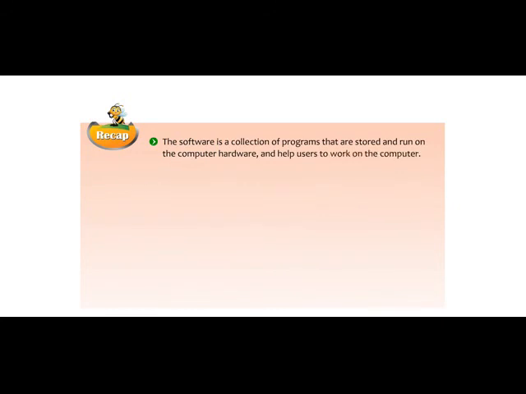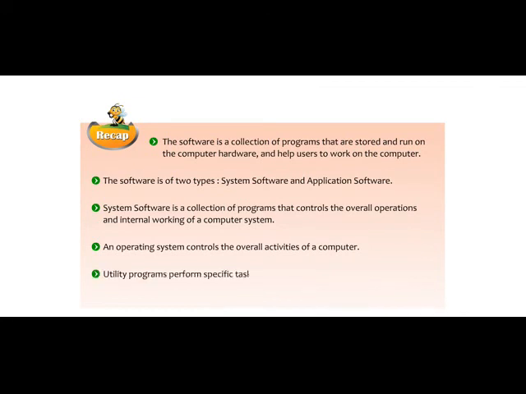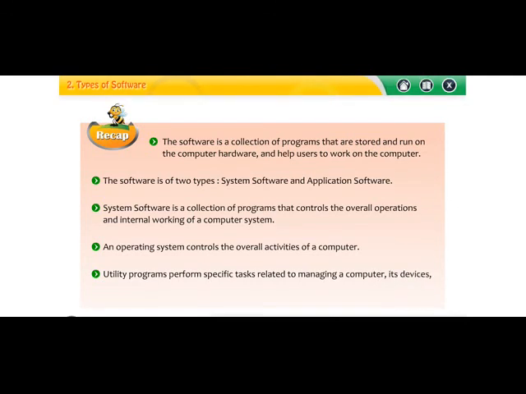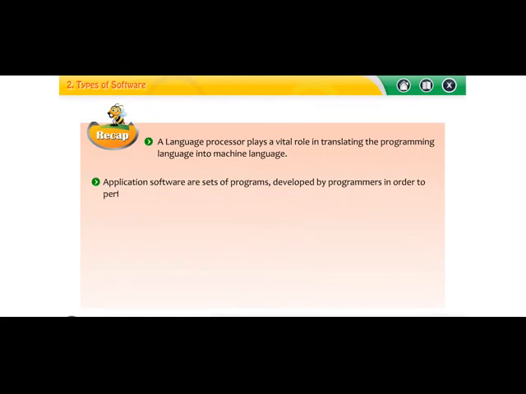Okay students, let us take a recap of this chapter. The software is a collection of programs that are stored and run on the computer hardware and help users to work on the computer. The software is of two types: system software and application software. System software is a collection of programs that control the overall operations and internal working of a computer system. An operating system controls the overall activities of a computer. Utility programs perform specific tasks related to managing a computer, its devices, or its programs. A language processor plays a vital role in translating the programming language into machine language. Application software are sets of programs developed by programmers in order to perform specific types of jobs.